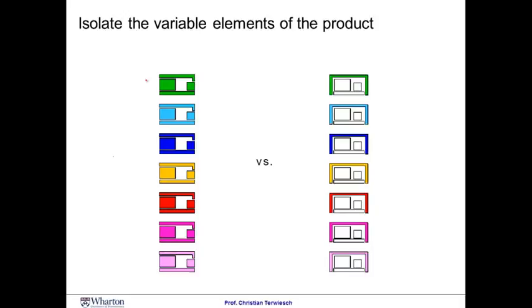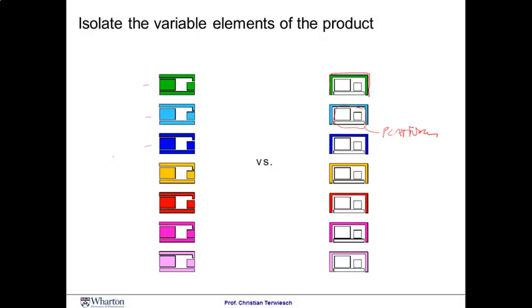Look how on the left we have a product that consists of 4 components, but each of the 4 components is colored. So the first unit here appears as green, the next one is light blue, dark blue, and so on. Compare this with the product design on the right. Here I have a common platform across all the colors that I'm offering, and I've isolated the color into one specific part.